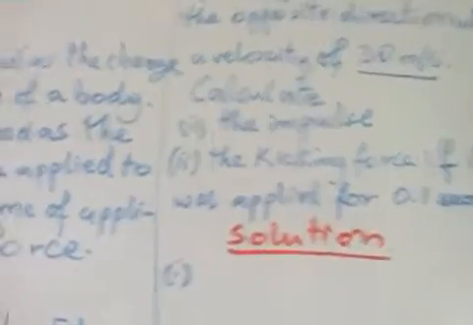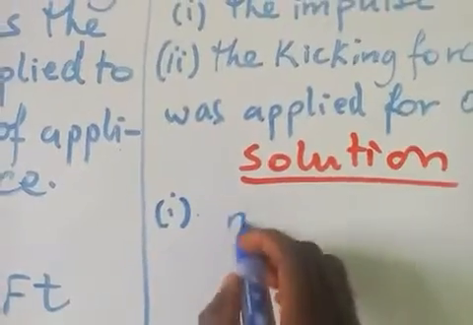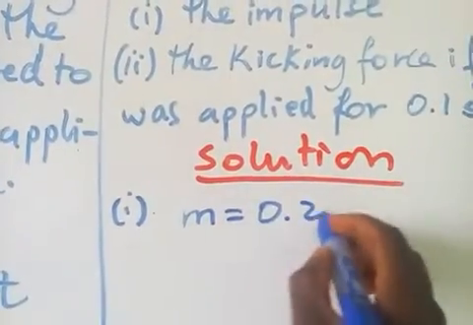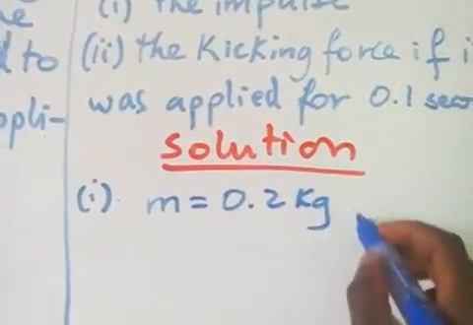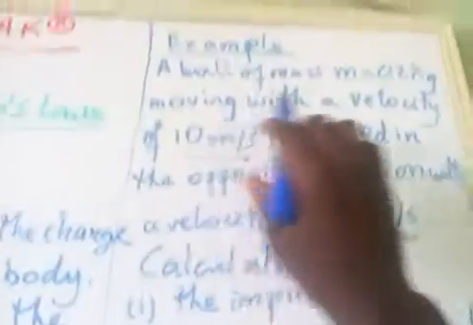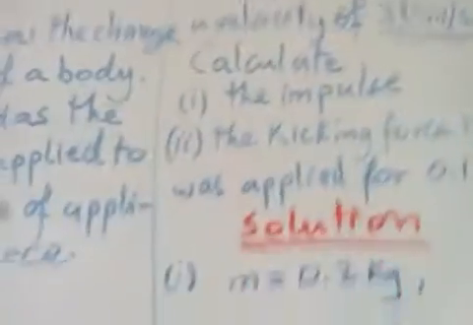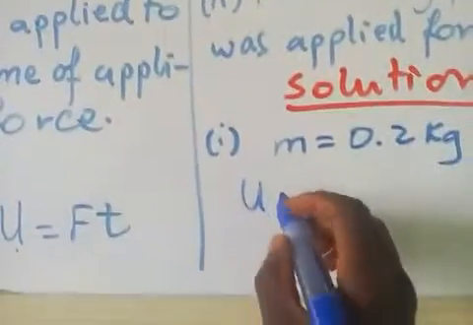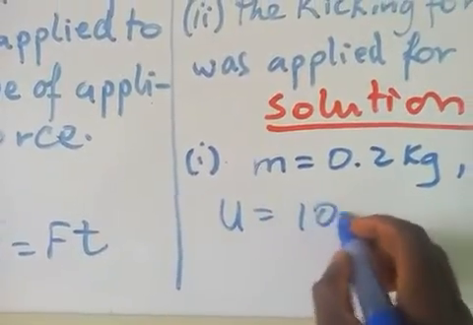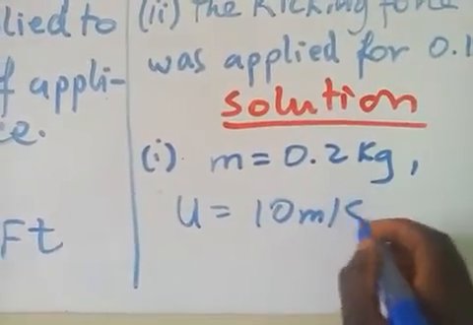Now to do that, we're going to get out the values in the question. The first value given to us is the mass. We're going to write it here. Mass m is equal to 0.2 kg. Then the second value given to us is the initial velocity, which is 10 meters per second. So we're going to write u is equal to 10 meters per second.